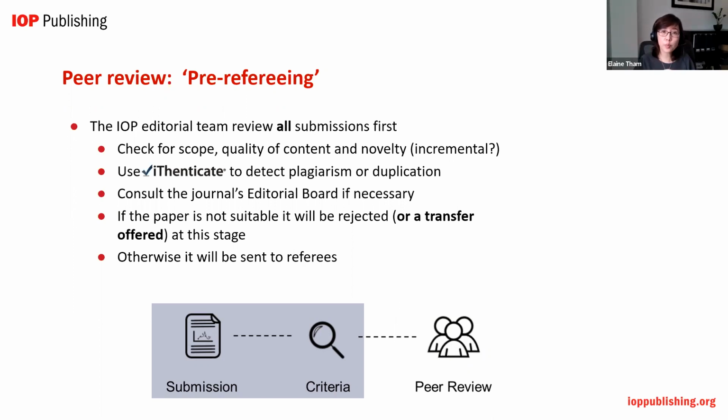If the paper looks appropriate, then it will be sent on to referees. If the paper is not suitable, it will be rejected, or potentially if it is out of scope or doesn't meet the quality criteria of that particular journal it was submitted to, it might be offered a transfer to another journal.